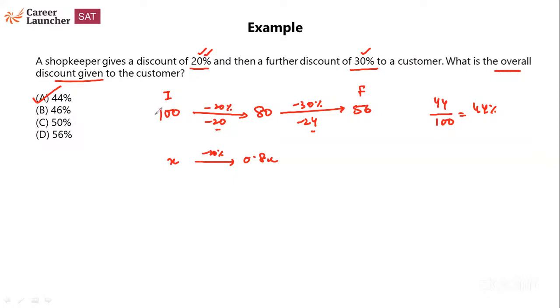Now with successive changes, just see to it that if there are 3 or 4 such increases or decreases, then you might not be able to do it. So that is okay. Successive percentage increase or decrease, you can. But if you use the numbers, you can do a lot of other types of questions as well.